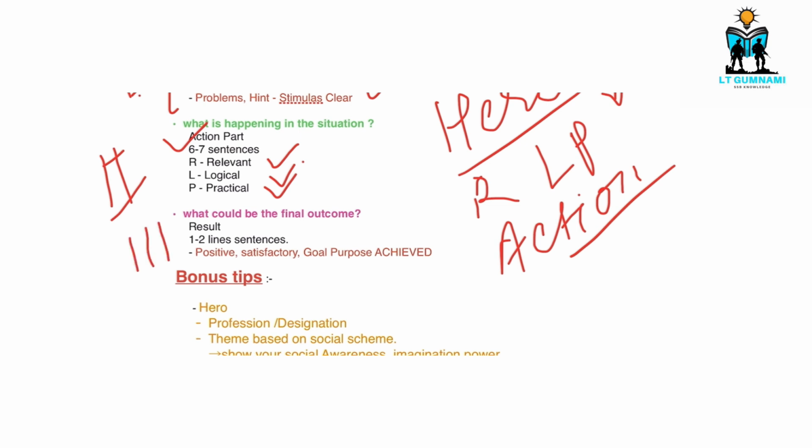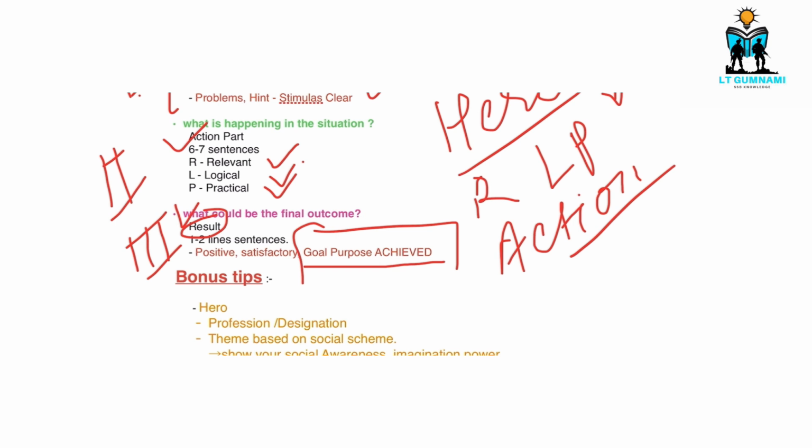Then step 3 is what could be the final outcome of your story. This is your result. In 1 to 2 lines, you have to write down the positive, satisfactory result that you will achieve after all these steps. And in these 1 to 2 lines, your goal should be achieved.